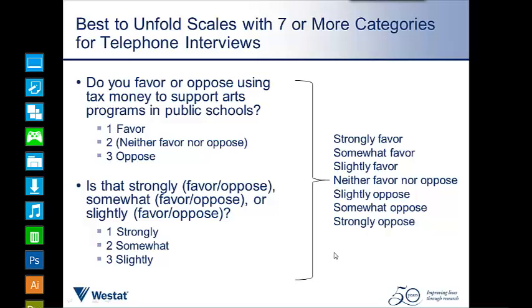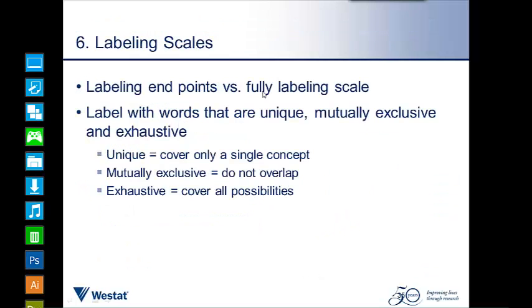Okay, so this segues into our 6th area about how to label our scales. Under what circumstances do you label the endpoints versus fully labeling every point on the scale? And the driving factor, as I've been saying, is to be able to label your scale with words that are unique, mutually exclusive, and exhaustive. So unique being that your scale points, each one covers only a single concept. You're not measuring multiple things in your scale. For example, how satisfied and happy were you with the service you received? No, you just measure satisfied.